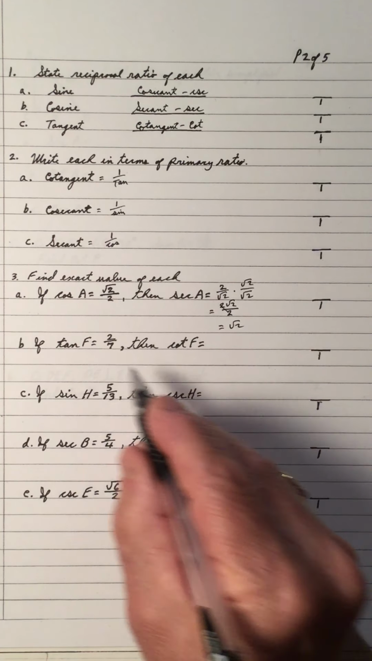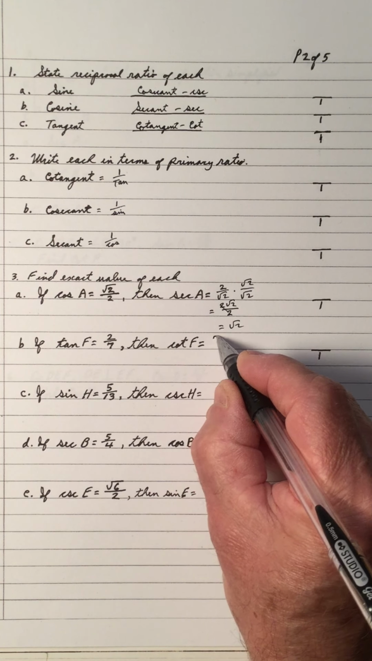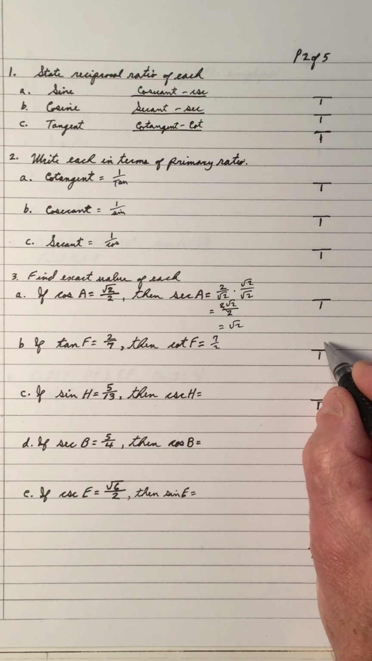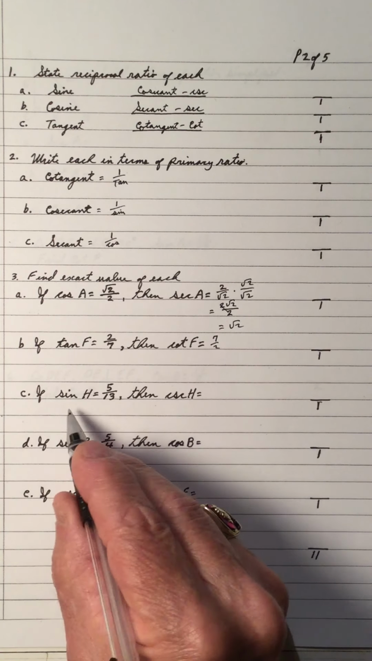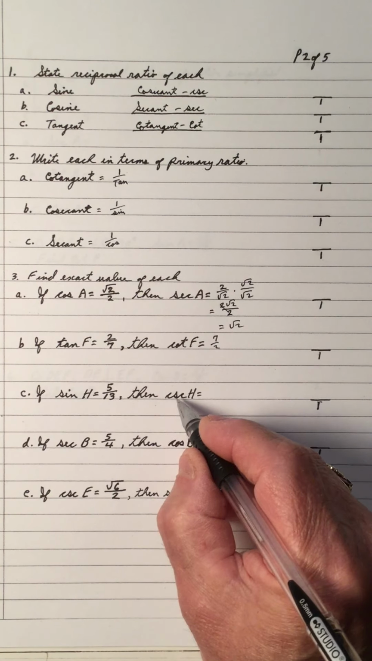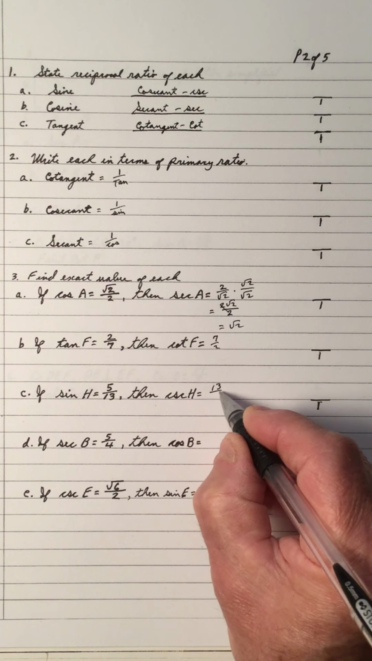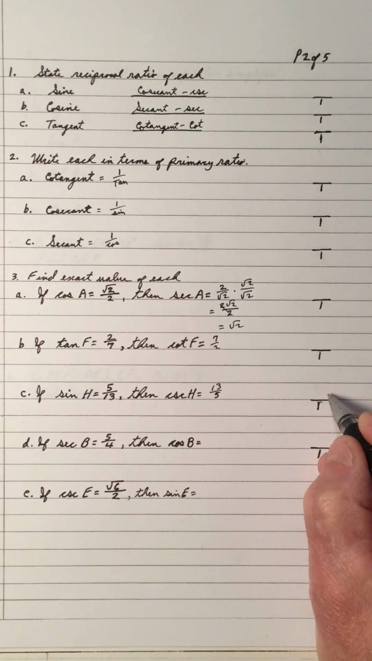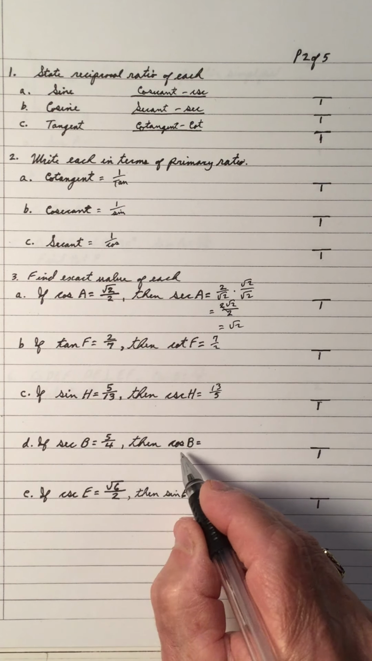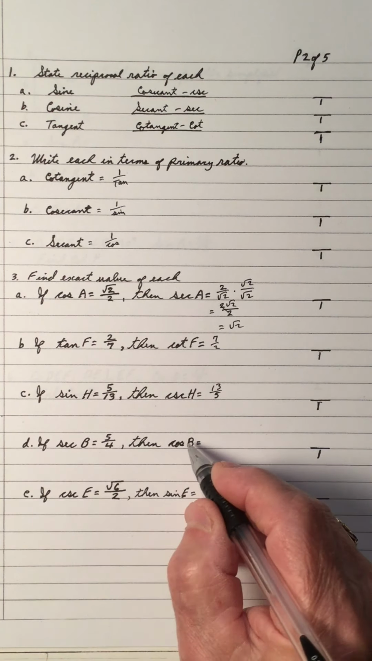Give yourself a mark. Tan of f is 2 over 7. The cot of f is the reciprocal, 7 over 2. Notice the same angle, so I can just flip it upside down. Inverse, reciprocal. Sine of h is 5 over 13. Cosecant is the reciprocal of sine, same angle, so I just go reciprocal, 13 over 5. Give yourself a mark. The secant is 5 over 4. The cos, reciprocal of secant, is 4 over 5.